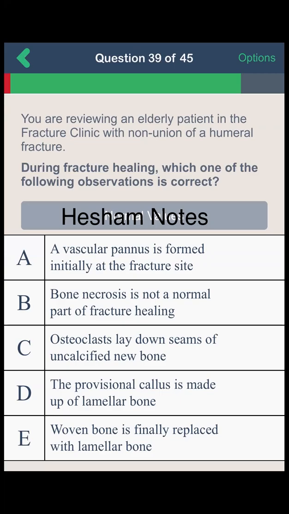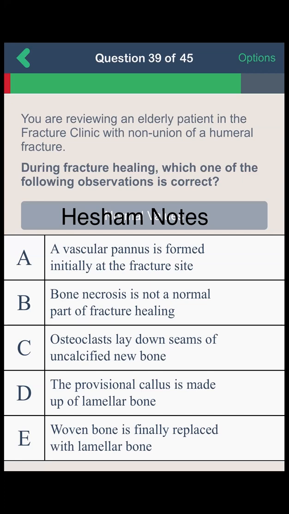Okay, another question. This one. You are reviewing an elderly patient in a fracture clinic with non-union of a humeral fracture. During fracture healing, which one of the following observations is correct? A vascular pannus is formed initially at the fracture site. It is callus, not pannus. Bone necrosis is not a normal part of fracture healing. I'm not sure. Osteoclast. No, I told you in the stage of hematoma, there is bone necrosis, right? Yes, remember it.